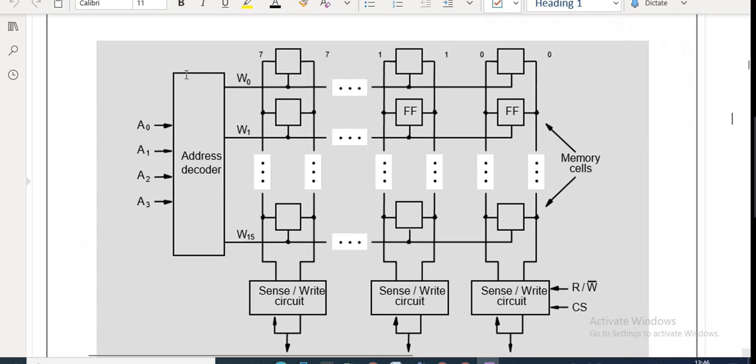Okay, so now where is the address decoder? Where will it be? It will be there in the interface. So interface, that is one of the important functionality.